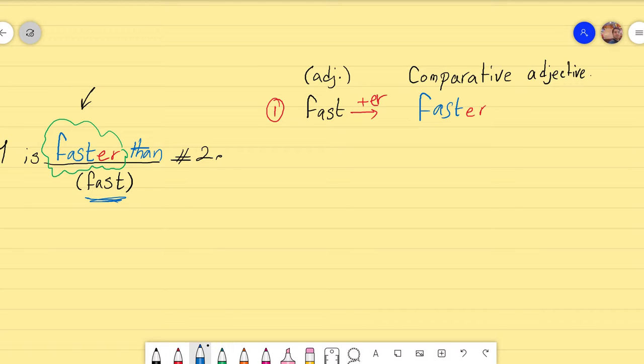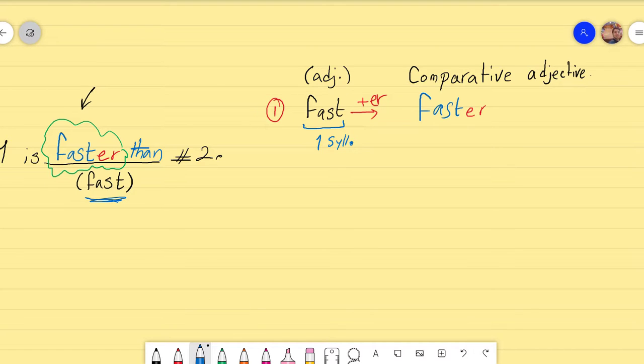So this adjective, let me ask you a question. How many syllables is it? It's only one syllable. So we say fast. One syllable. So for one syllable adjectives, we only add er. So fast plus er, faster.